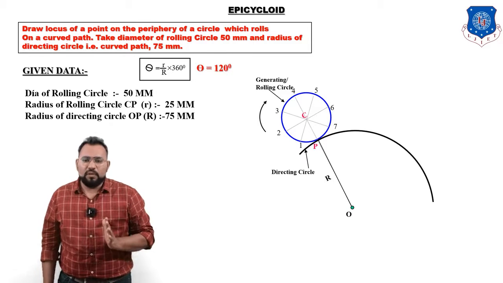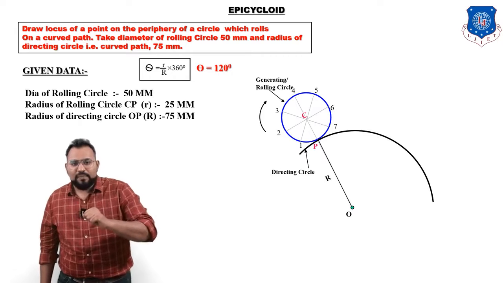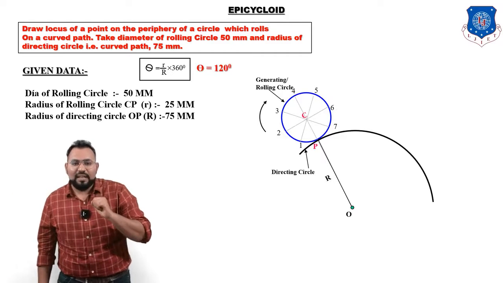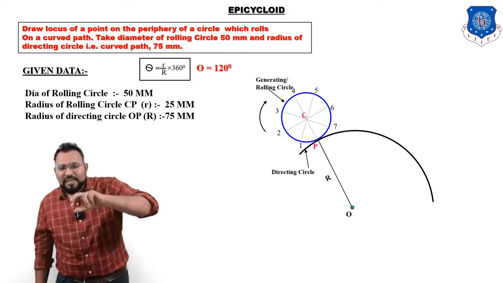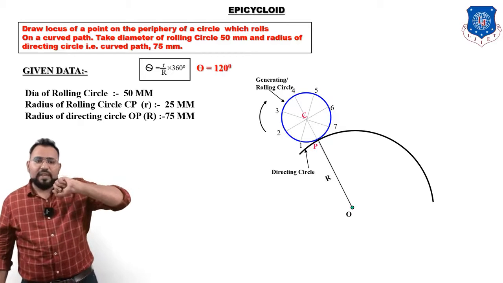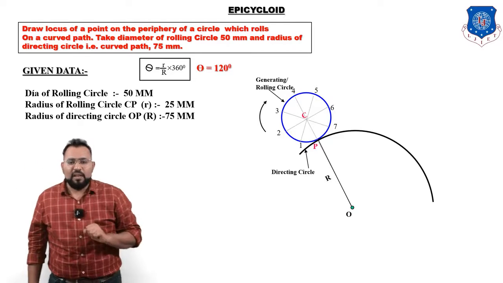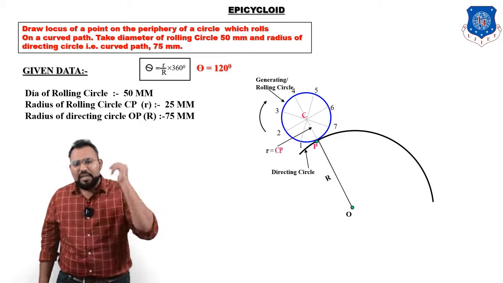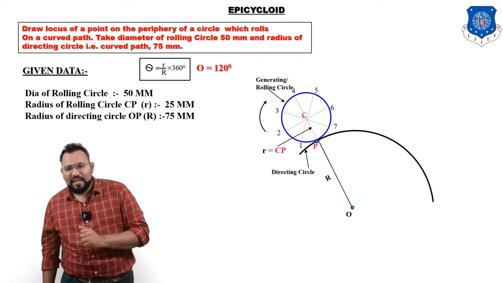Now what will we do? You can understand here that OP is showing the radius of the directing circle. And now you can see that CP is showing the radius of the rolling circle. So here you can see that CP is showing the radius of the rolling circle.